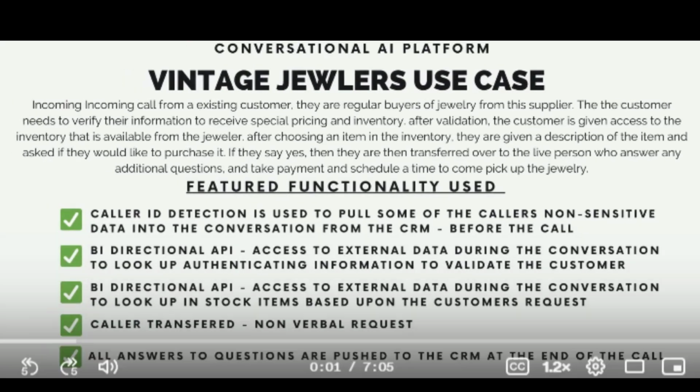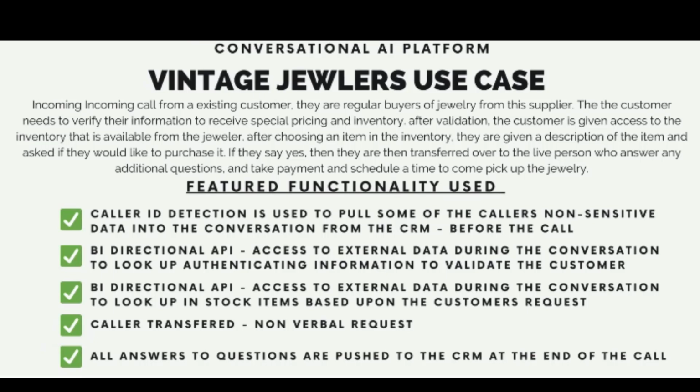So this particular use case is a vintage jeweler who has multiple locations, over 4,000 locations in the United States, and they're taking an incoming call. It says incoming call from an existing customer. The customer who's calling in is actually more of a buyer who buys from them all the time, and they have an account with them. Since they're regular buyers of jewelry to do reselling, they would have an account there.